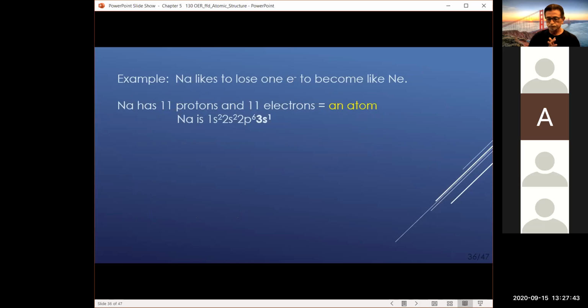For example, we have sodium here. Sodium in the periodic table, number 11, has 11 protons and 11 electrons. That's an atom or an element. That's the electron configuration. Okay, point number 1. Sodium, by its position on the periodic table, is a metal. Therefore, it will lose electrons because all metals lose electrons.